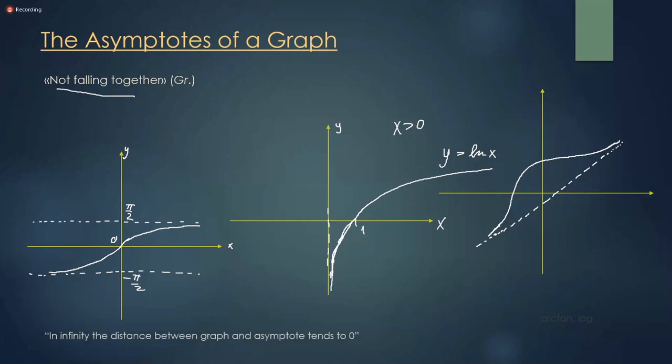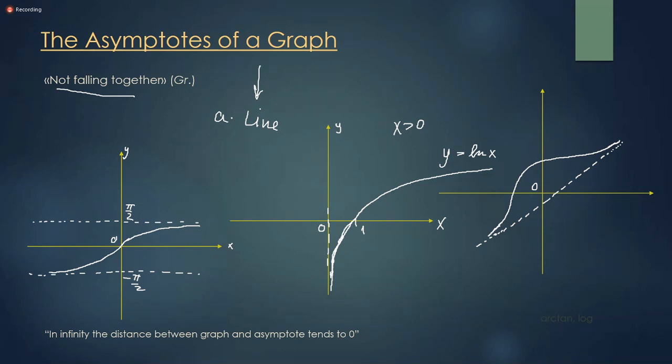And what this actually means is that in infinity, that is, when we go off to infinity, far, far away from the origin, then the distance between the graph and the asymptote, which is a line in principle, tends to 0. Of course, the graph approaches the asymptote.